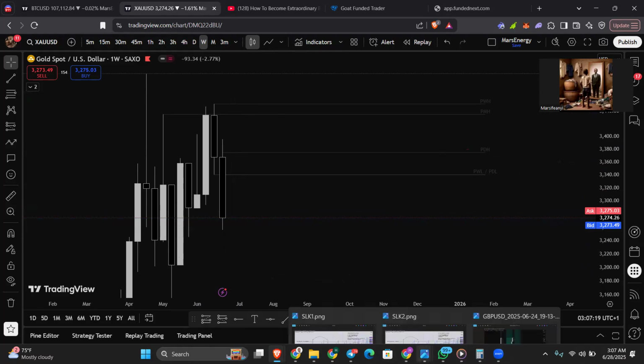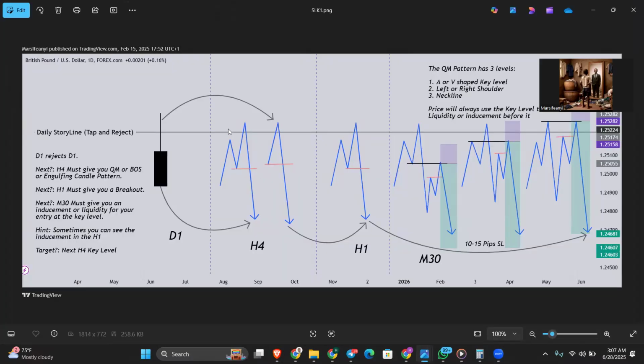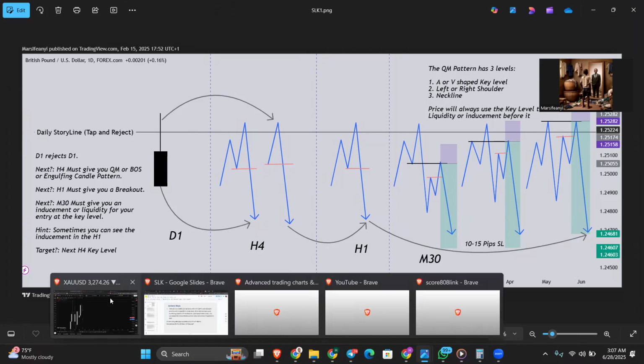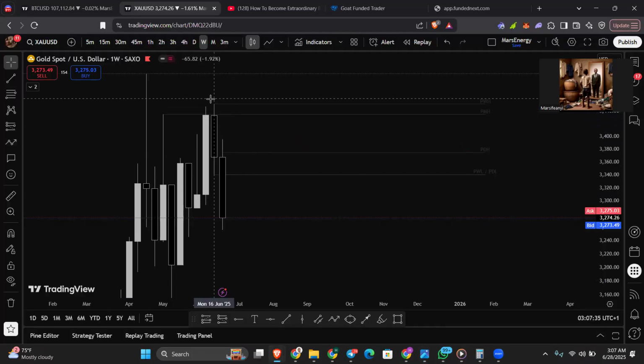One of the ways is the tap and reject, right? Which I've explained. The tap and reject is when price taps a key level and gets rejected, right? So this is one of the ways you can build your bias. Then the second way you can build your bias is by looking at a candle sweep, right? Let's say, for instance, what we have here.